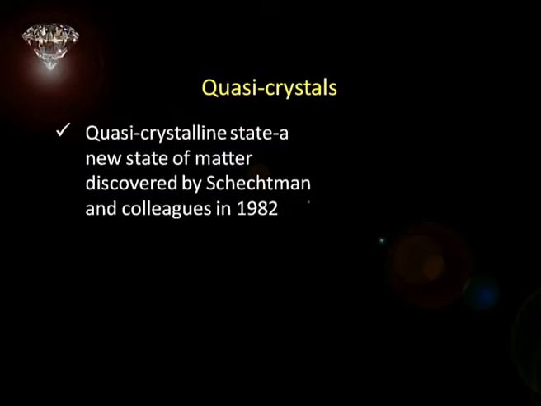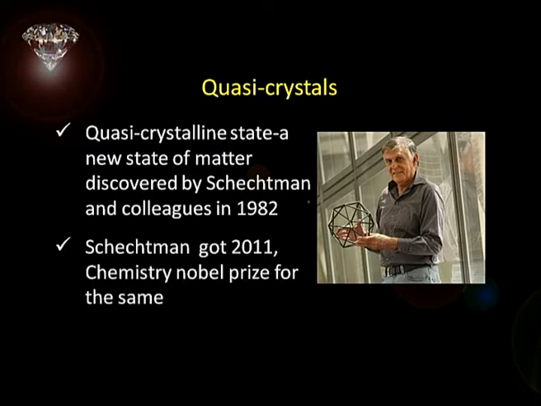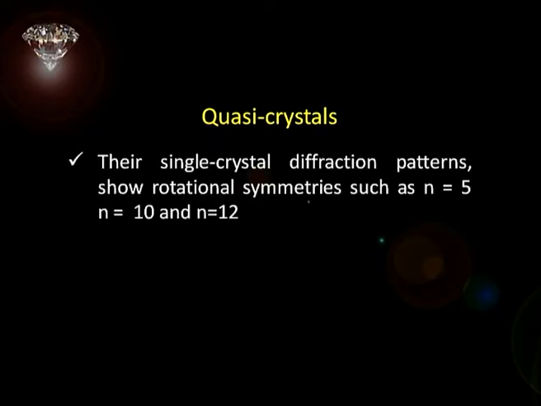But very recently, in about 1982, an Israeli scientist by the name Shechtman and his colleagues observed a new state of matter, what is called the quasi-crystalline state. They got a Nobel Prize for it in 2011. What they observed is that the single crystal diffraction patterns of the materials they were dealing with showed rotational symmetries of, say, n equal to 5, 10 and 12, and so on and so forth.